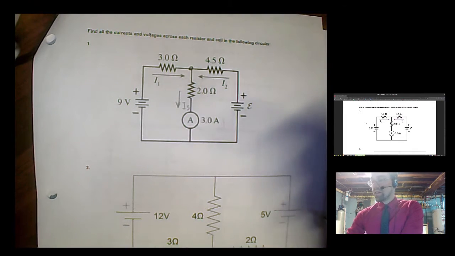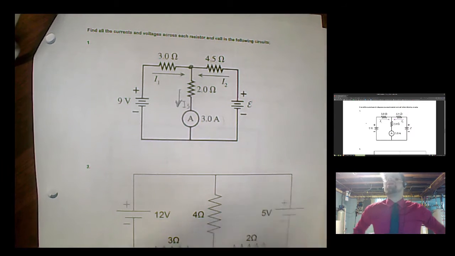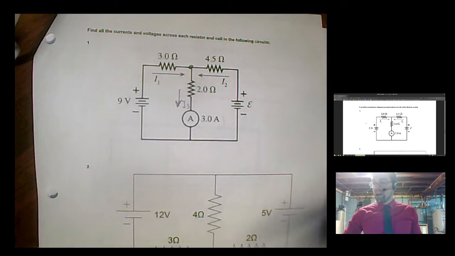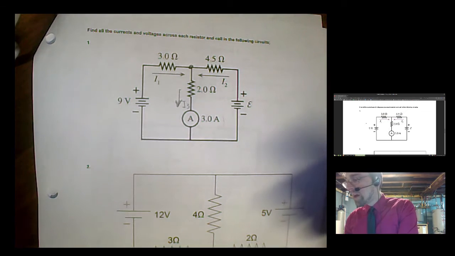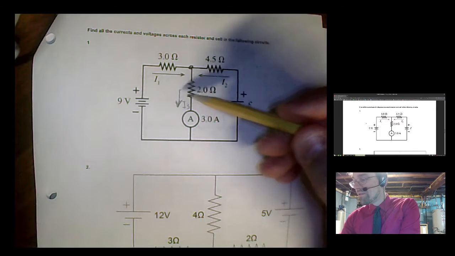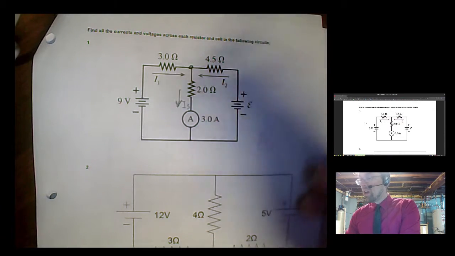That's I3. And remember, as always, these arrows are our guesses of the potential direction of current. We can go through this whole Kirchhoff's process and find out we got it backwards. It's just a negative sign. If we get a negative for any of these currents, we know that we have to flip the direction.